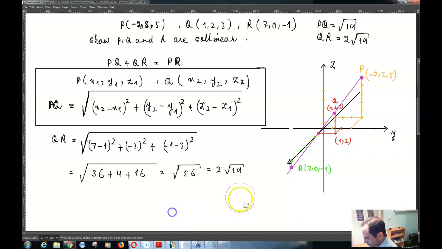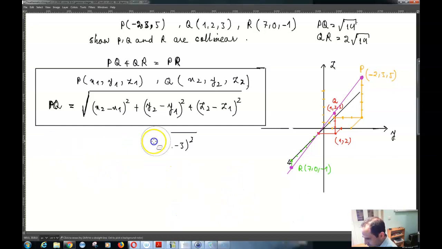And then the next thing that we have is this distance PR.